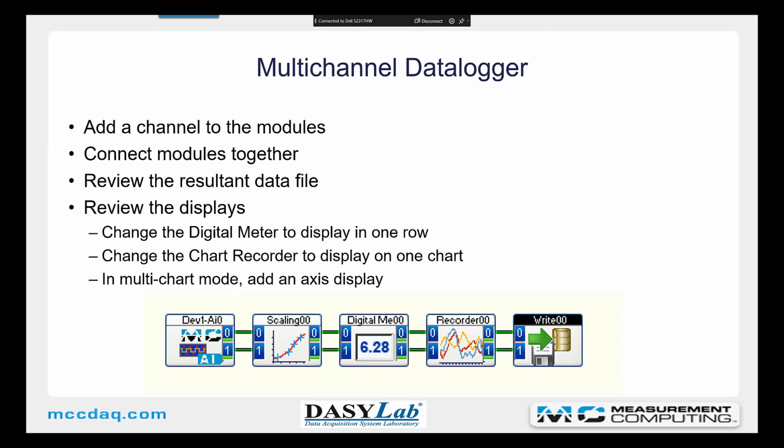Next, I want to take this same worksheet and turn it into a multi-channel data logger. I want to add a channel to each of the modules in turn. I want to connect them all together, and then I want to review the resultant data file. We'll look at how the displays change and some of the things that you can do within the displays to be able to display, for example, the digital meter on one row instead of a column, or the chart recorder to display on one chart instead of on multiple charts.